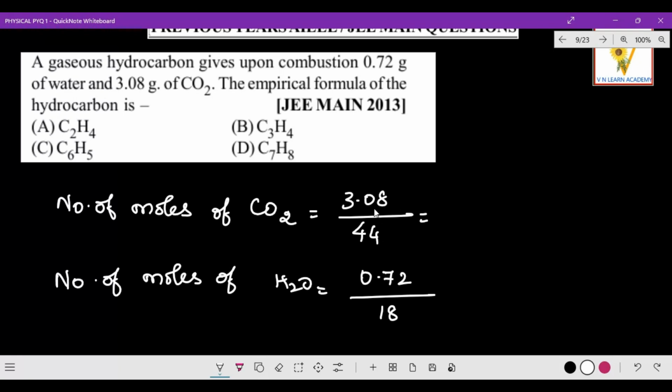Make it a whole number. So 4 sevens are 28, right? So 0.07, since 7 into 44 gives the answer. Now the second one: we make it a whole number, so 0.0. Here 4 eights, 8 eighteens are 72. Now if you want, you can calculate and check it.